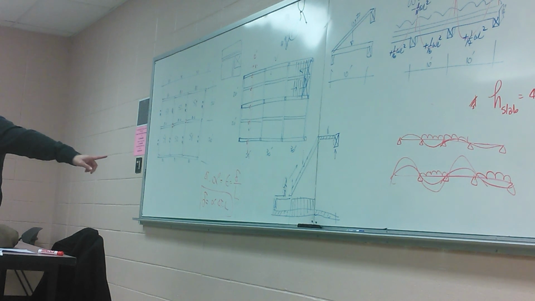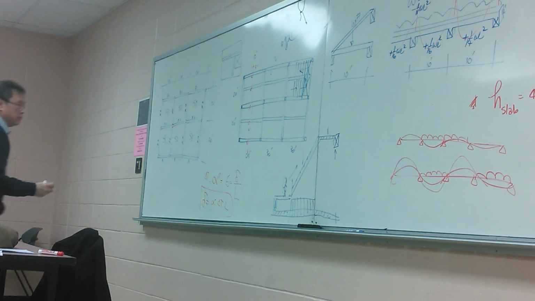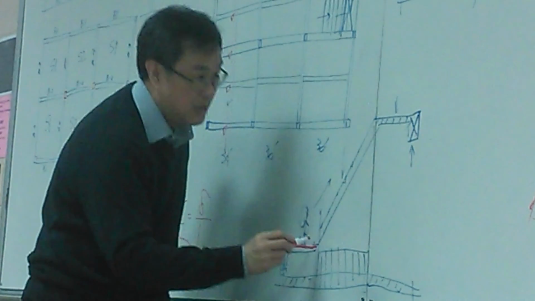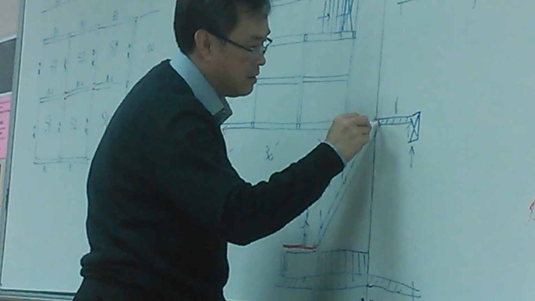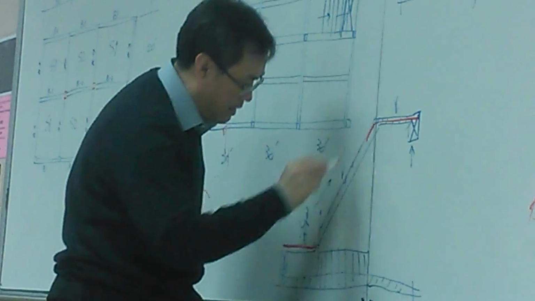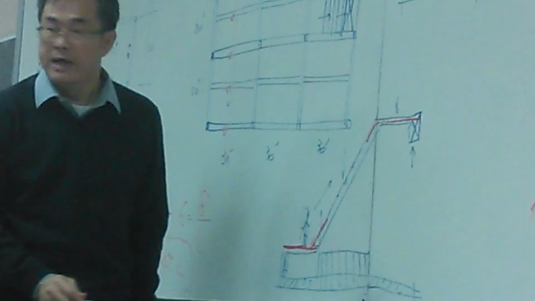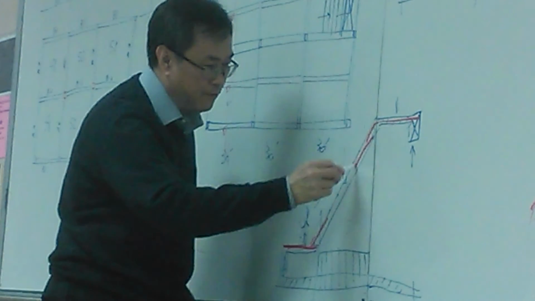Above the support, bottom beam and top beam, there's negative moment. So your reinforcement will be here, here, on top, and may come down. And in the middle, your positive reinforcement.